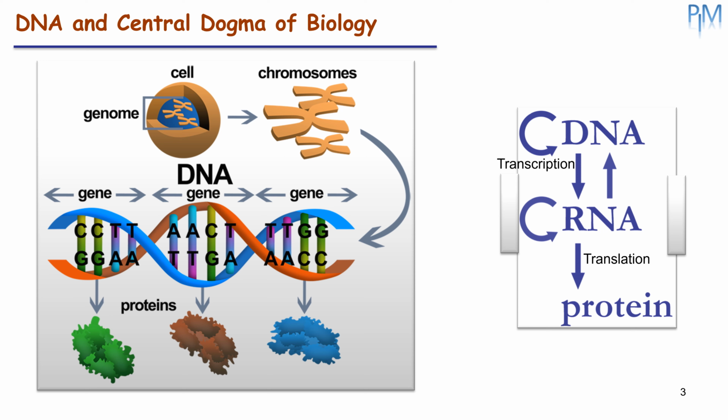Then, what is the central dogma of biology? From existing DNA to make new DNA, that is called DNA replication. From DNA to make new RNA, that is called transcription. From RNA to make new proteins, that is called translation.